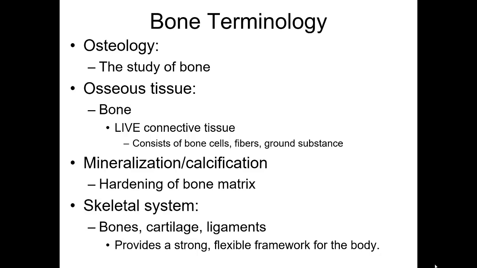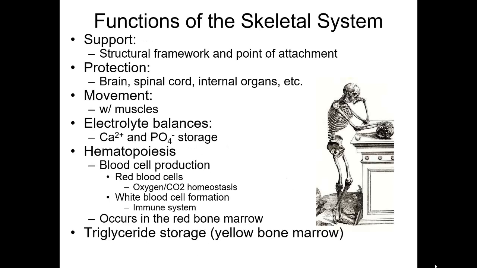Now, the skeletal system provides a strong, flexible network for the body and a framework for the muscular system, which is going to be our next unit. The skeletal system has several functions. The most obvious function of the skeletal system is to provide structural framework and a point of attachment for the muscular system. It also provides protection.